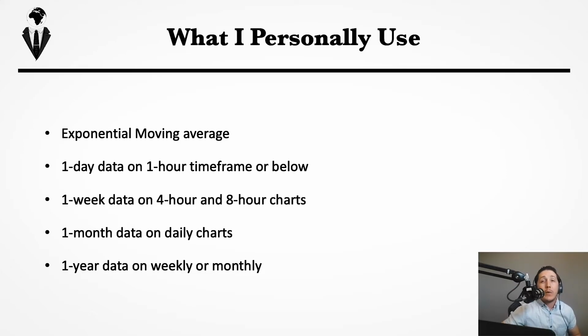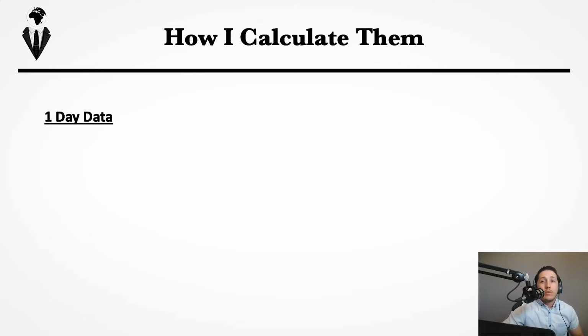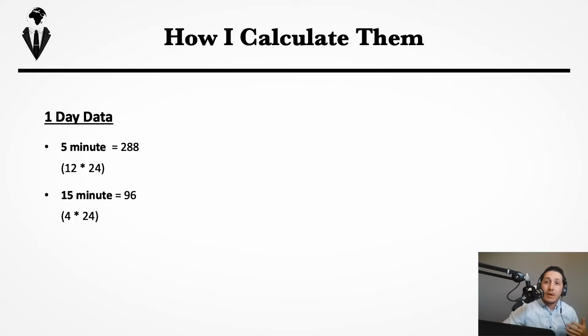All right, so now we're going to look into how I actually calculate these, right? So for my 1 day data on a 5-minute chart, I use a 288 period, which is 24 times 12, right? So there's 12 5 minutes per hour times 24 gives me 1 full day of data. On a 15-minute chart, I use a 96 period, which is 4 times 24. Every hour, you have 4 15 minutes times 24 hours, gives you a full day of data. And then the easiest one, the hourly chart, 1 times 24, you got your 24 period moving average. All right, so this gives you all 1 day of data.